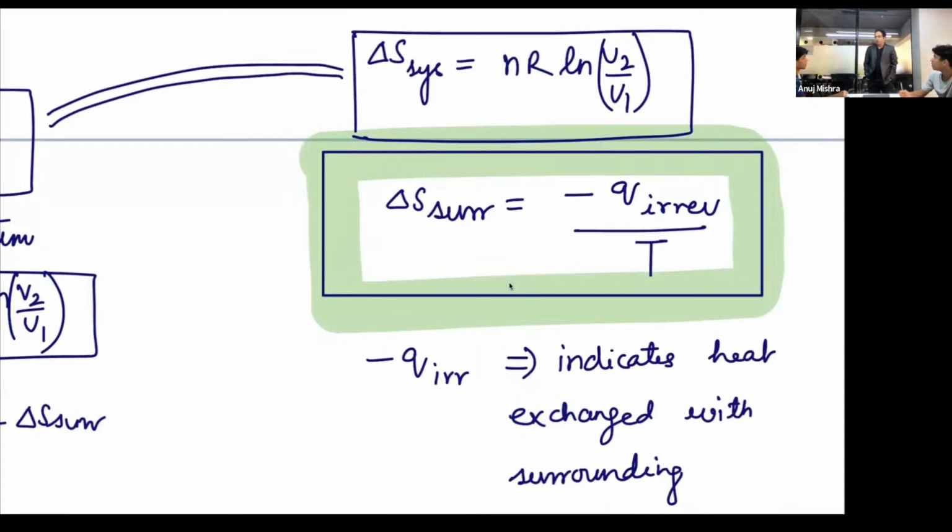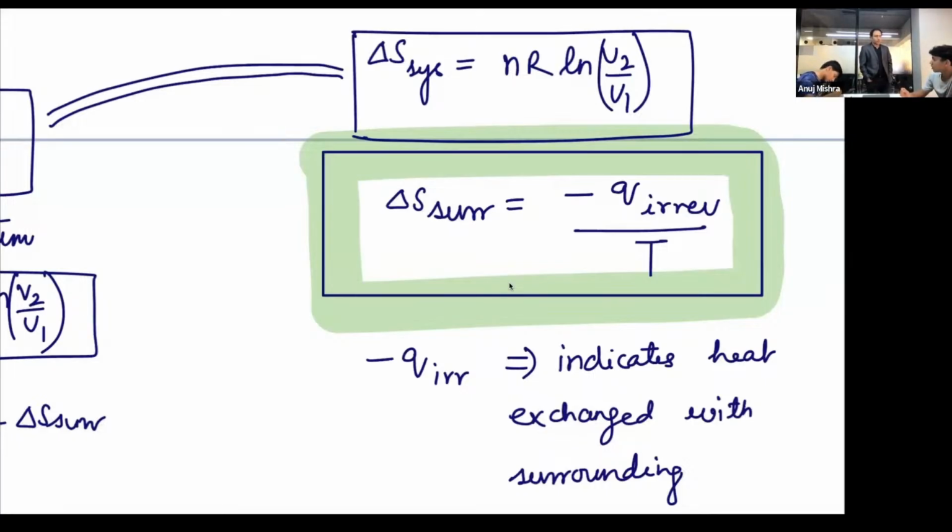Minus P external times V2 minus V1 is the work done. So P external V2 minus V1 is the minus work done. That value you can put, right? Solve the numbers: minus nRT and then 9 by 10.